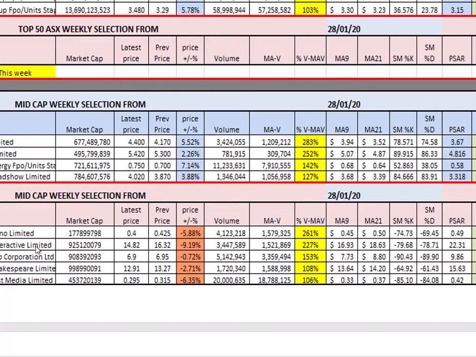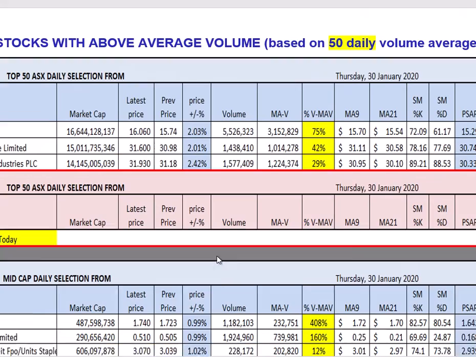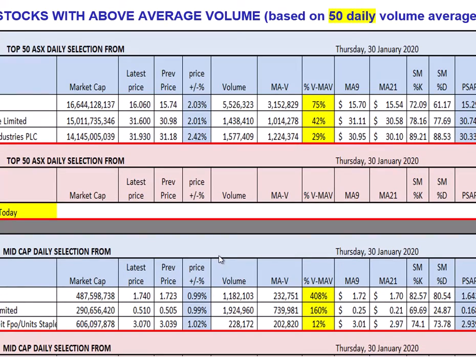Jumbo Interactive had very high volume and the price dropped by 10%. Again, all this information happens to be available to you on the website. Every day, we show you not only the weekly, what we've seen at the beginning of the week, but also the daily.